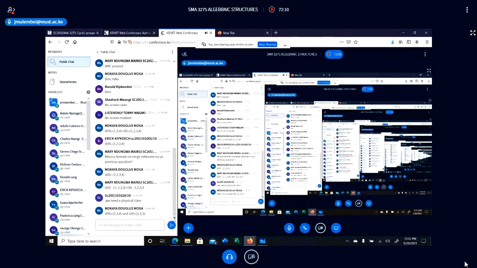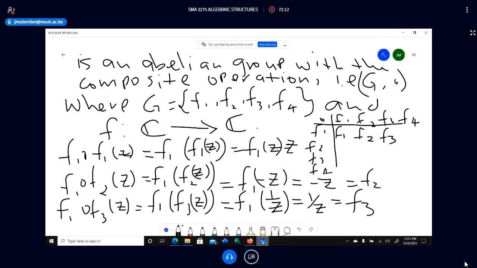So we are working on that table, the Cayley table. I am working on mine on the side here. F2 of Z is negative Z. F1 of negative Z is that.